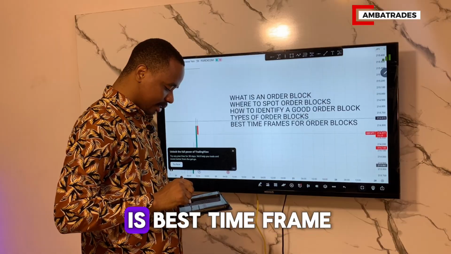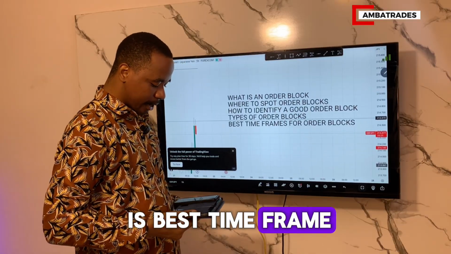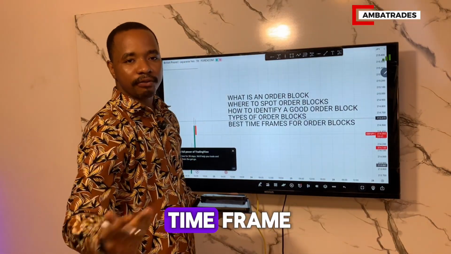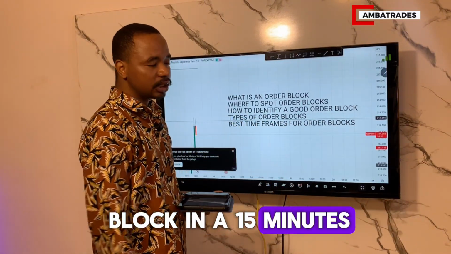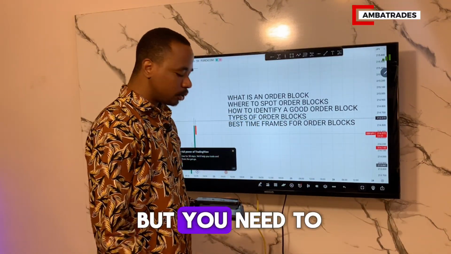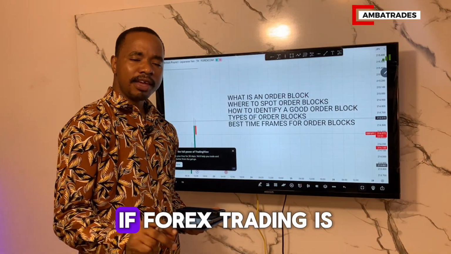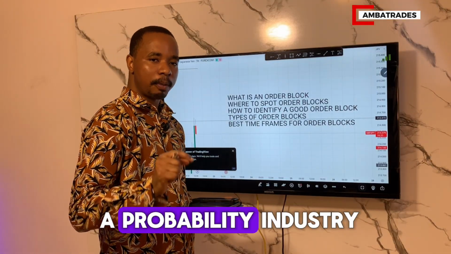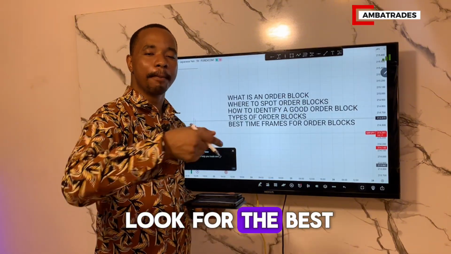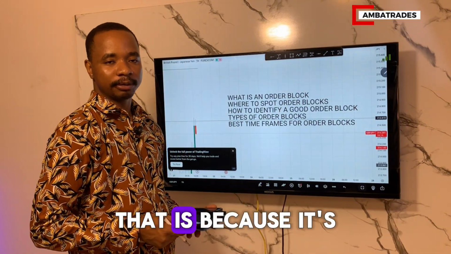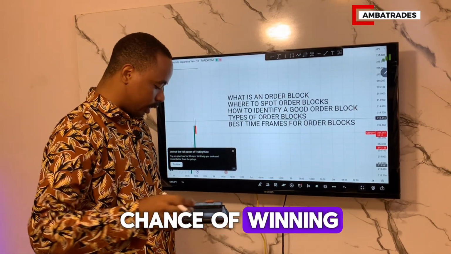So the last thing is the best time frame for order blocks. There are so many time frames. People look for order blocks in a 5 minutes, they look for order blocks in a 15 minutes, they look for it at a 1 hour. But you need to understand this thing. Forex trading is a probability industry, because everything is on probability, you always need to look for the best of it all. That is because it's going to increase your chance of winning.